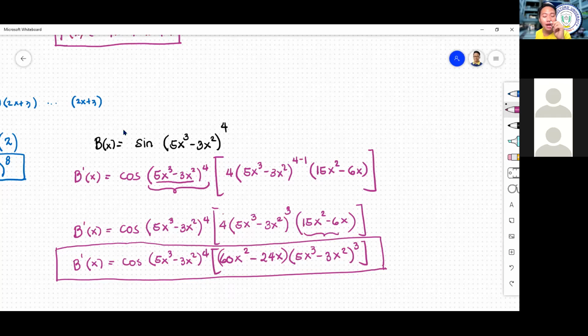So, sir, if you're going to ask me, can we not multiply these terms inside the bracket to the terms of 5x cubed minus 3x squared raised to the power of 4 under cosine? We cannot, because this cosine is one whole term, and that's a trigonometric term. We cannot multiply a trigonometric term to an algebraic term. They are totally different things. Okay? So, question?